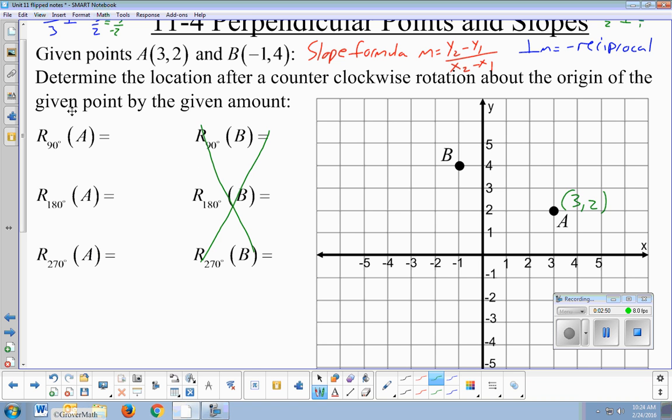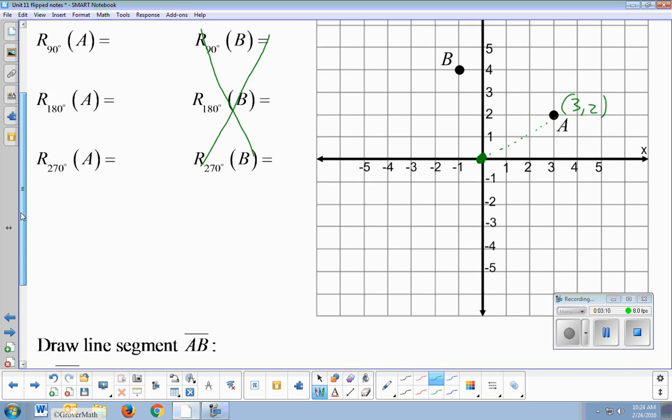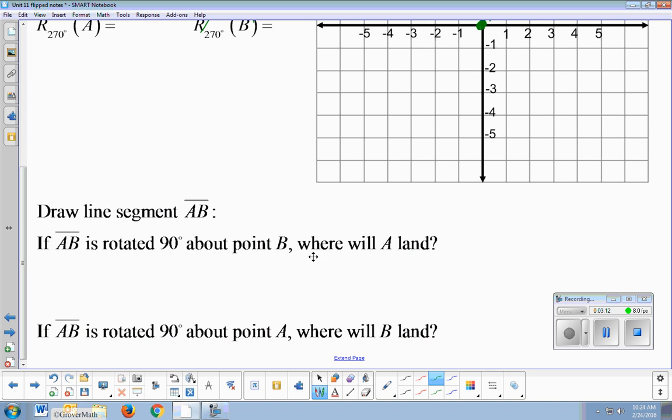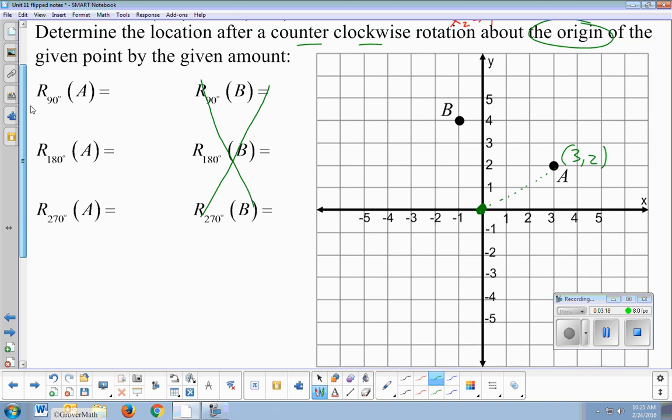And what we're doing here is we're going to rotate counterclockwise about the origin. And that's our point 0, 0 in the middle here. So I'm rotating point A counterclockwise about the origin. And I could do it with B also, but that would just be a kind of a waste of time, because what we're really going to be seeing in this lesson and practicing mostly is what happens when I rotate these points around each other, not around the origin. And that can be very difficult.